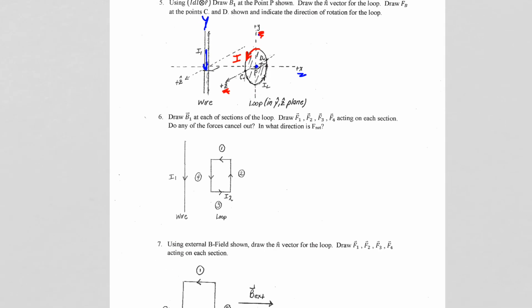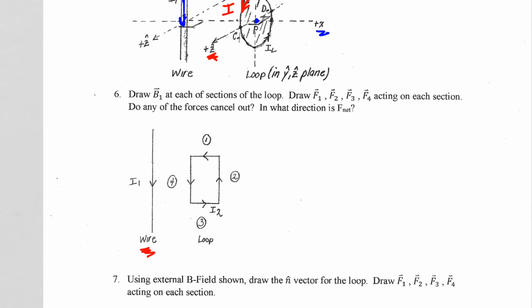For question 6, you are again given a current to consider that's going to make B field. It will make B field that will interact with the top part, section 1 of the loop, the left-hand section 4, 3 at the bottom, and 2 further away from the wire out here. So just get the B field directions first, and then think about the force acting on each of the four sections and which forces cancel out, which don't, which force is greater, and about the net force acting on that loop.